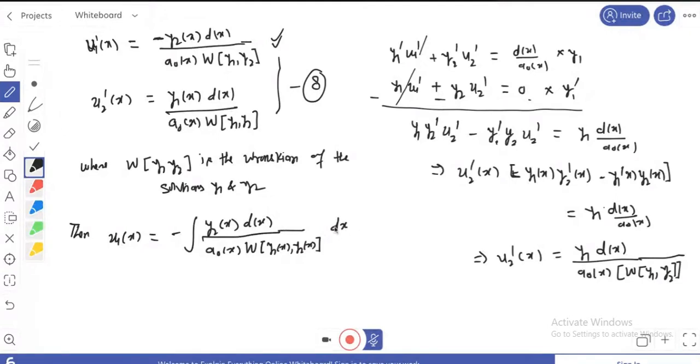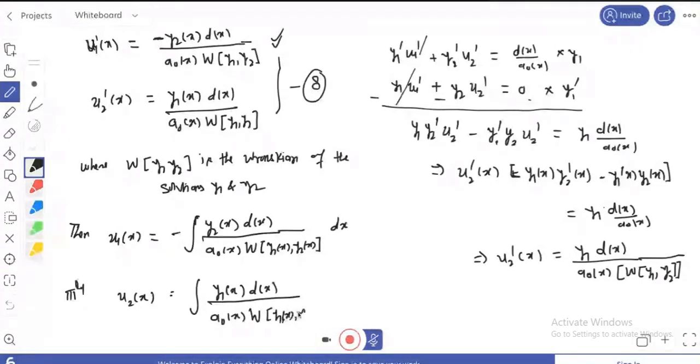Here d is a function of x, and this is the integral, dx. Similarly, u2x equals the integral of y1x dx over a naught x times the Wronskian of y1x and y2x, and integrate this over x. So this is your u1 and u2.